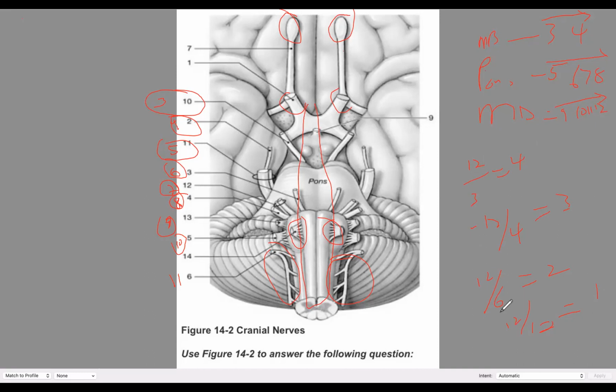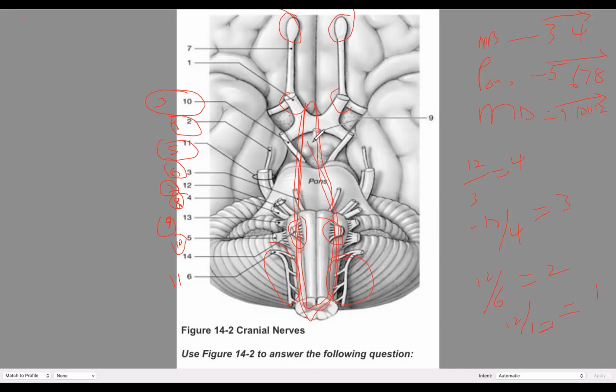So 12 divided by 2 is also 6. If the nerve number can divide 12 to give you a whole number and not a fraction, that nerve will be medial. Does it make sense?